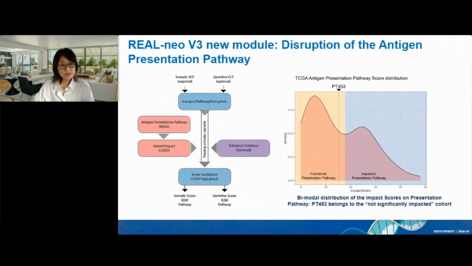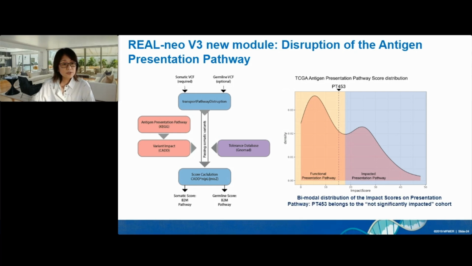In version 3 of RealNeo, we added several new functionalities, including evaluating the antigen presentation. As shown in the figure to the left, we identified somatic and germline mutations that potentially disrupt the antigen presentation pathway genes and calculated an impact score. As shown to the right, this is the distribution of the impact scores in the TCGA cohort.